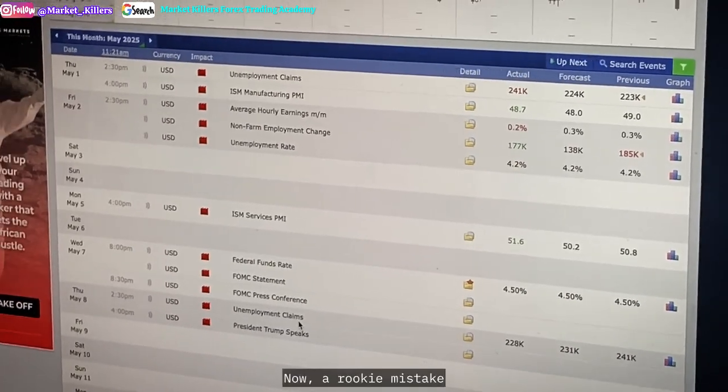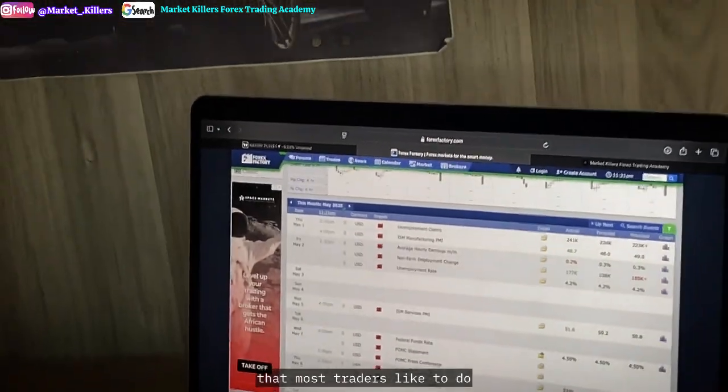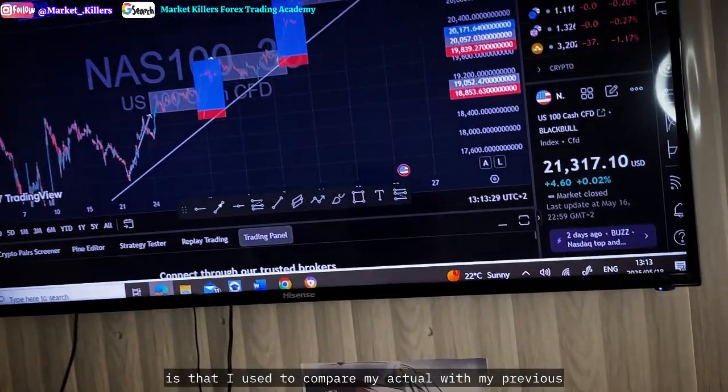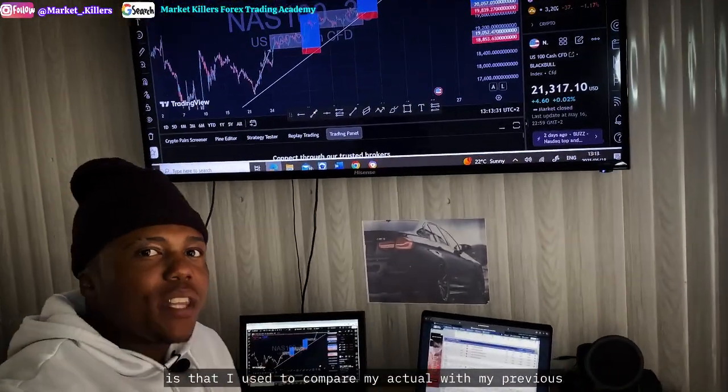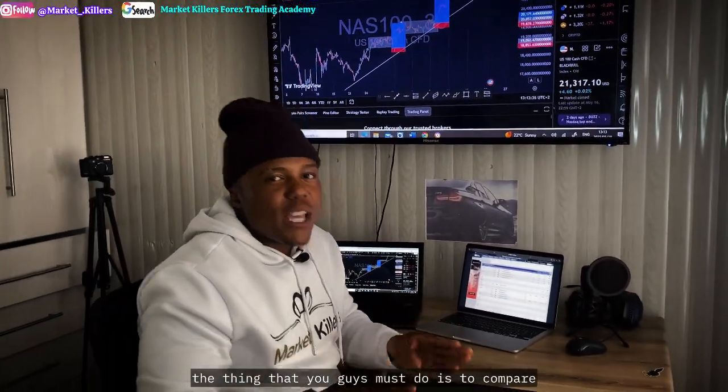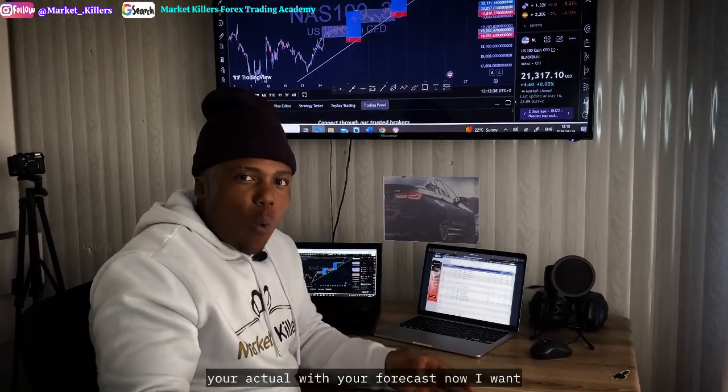Once you hit that, you guys can clearly see we have only the fundamentals that are related to the US dollar and only the fundamentals that have a high impact. Now, a rookie mistake that most traders like to make, and I'm also including myself in that mistake, is that I used to compare my actual with my previous, which doesn't work like that. The thing that you guys must do is to compare your actual with your forecast.